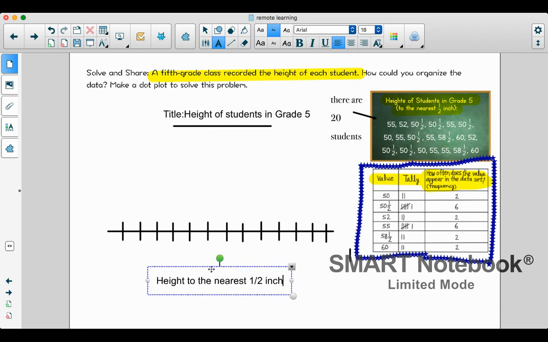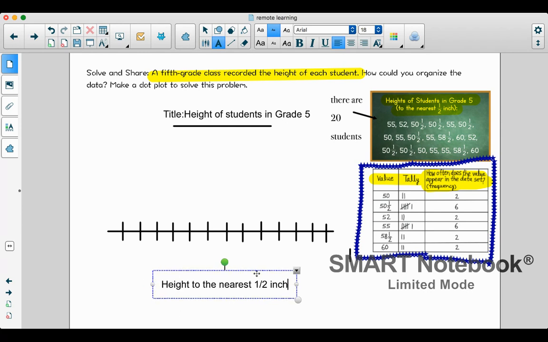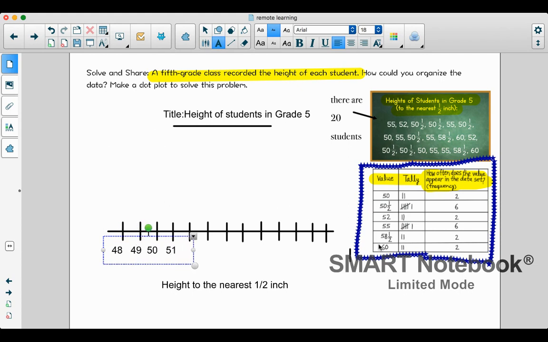This is how my data is being measured. Now we need to leave some room because we need to give our numbers a spot, right? Because we know we have the value from 50 to 60. I'm going to start with 48 because I want you to see how this gets tracked correctly.